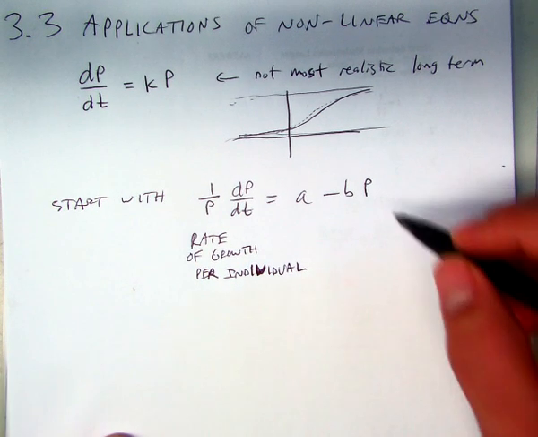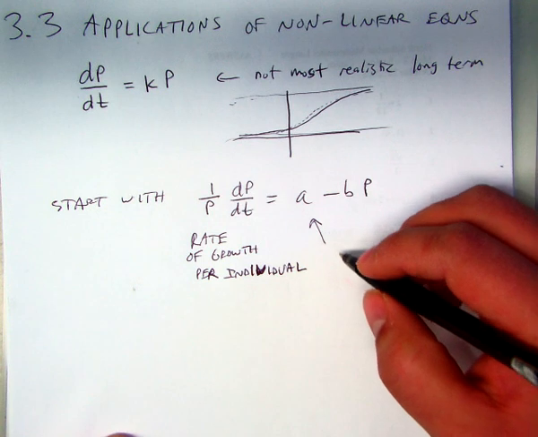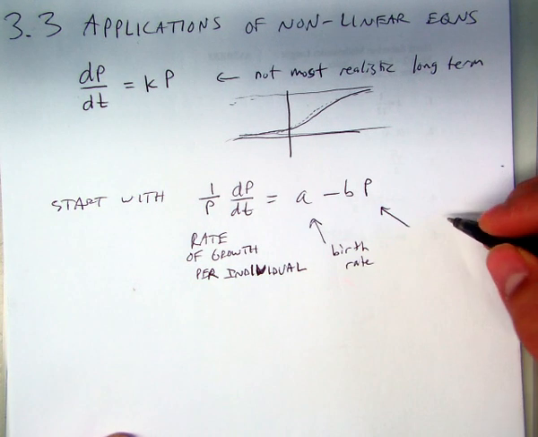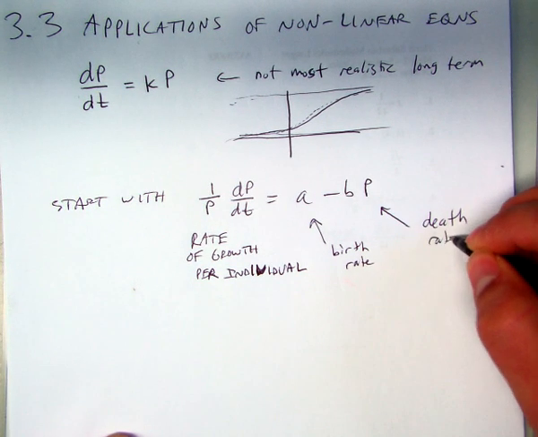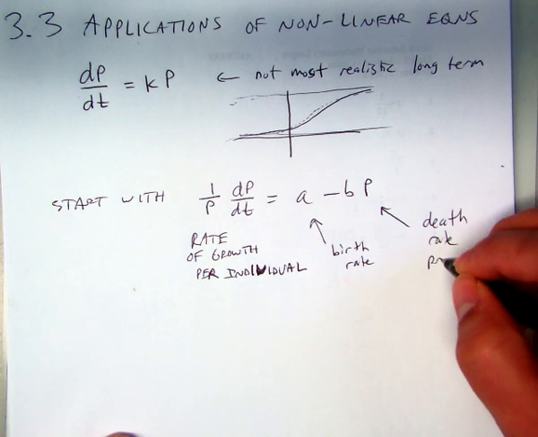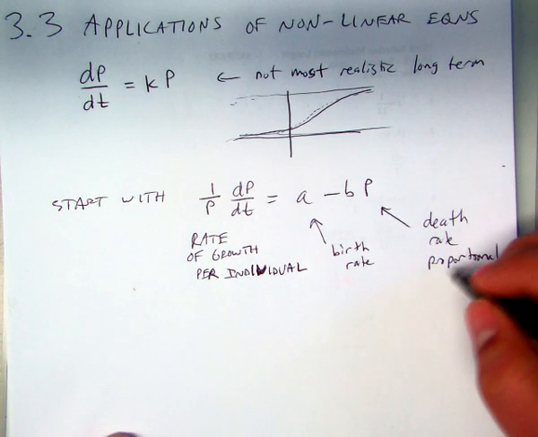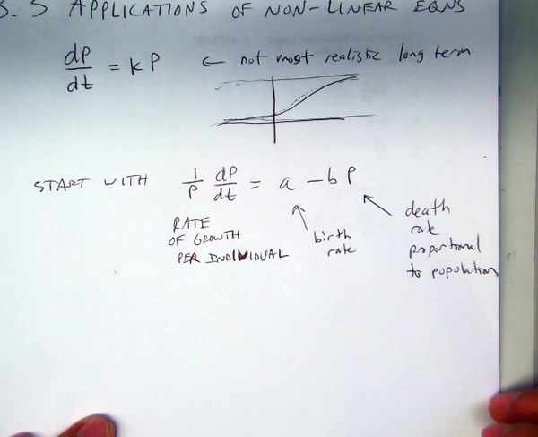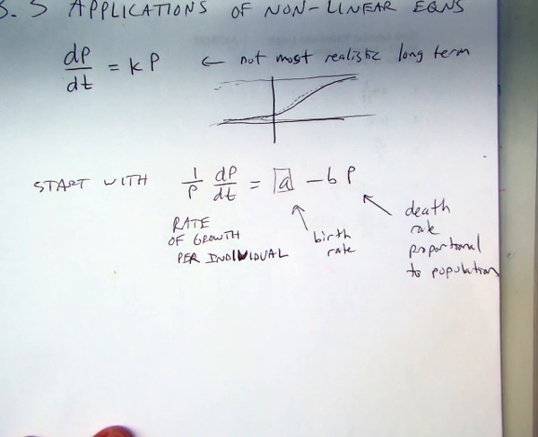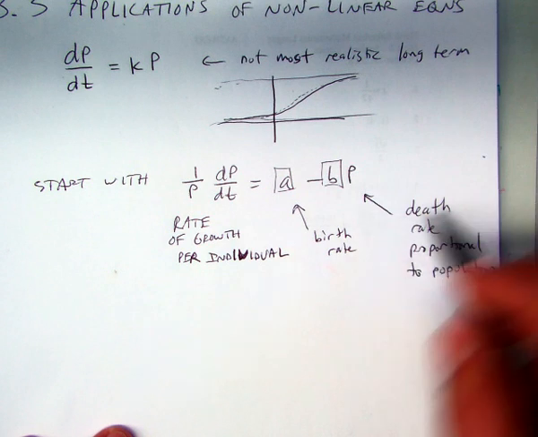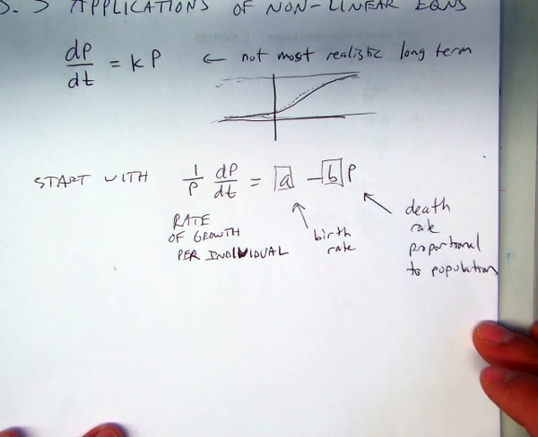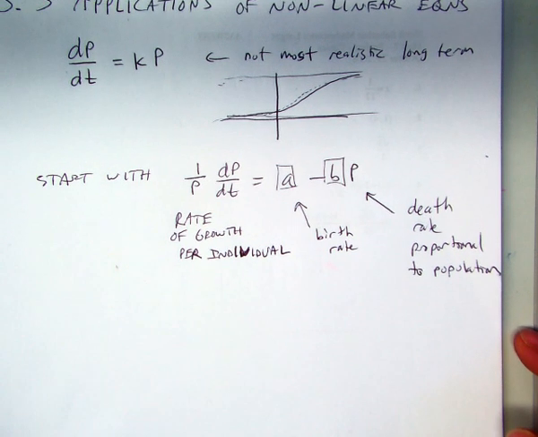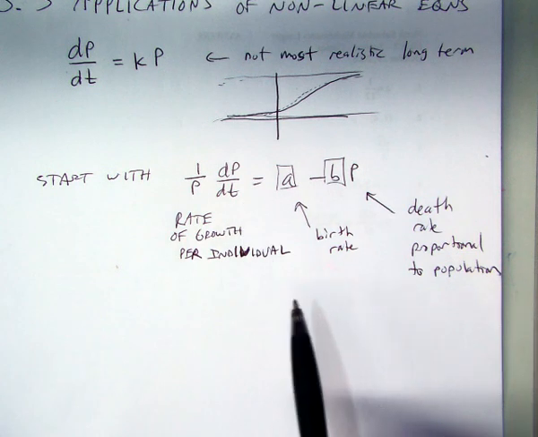And now what we're doing here is assuming that to find the rate of growth per person, we simply look at birth rate, and the assumption here is that the death rate is proportional to the population. Okay, so we're calling the birth rate A, we're calling the death rate B, and we're saying that it's proportional to the population. And this is a little bit more accurate model long term if you look at it this way. Okay, so this is where we start with a logistic function.